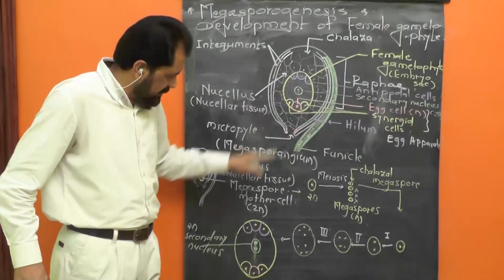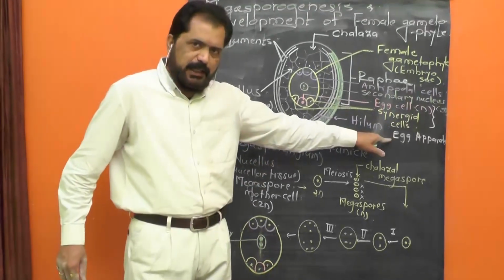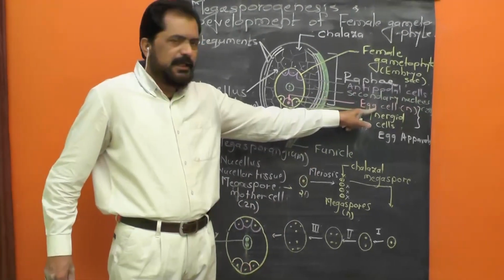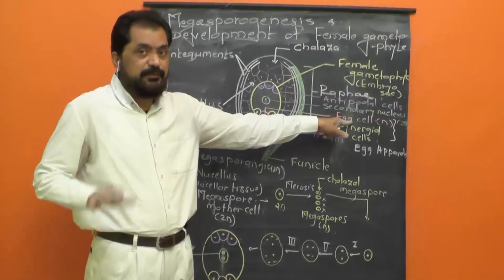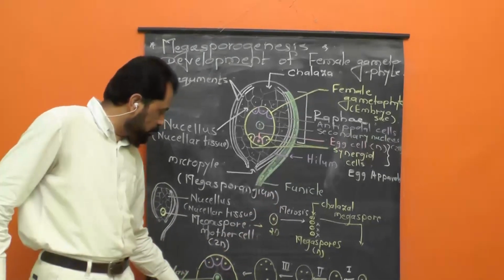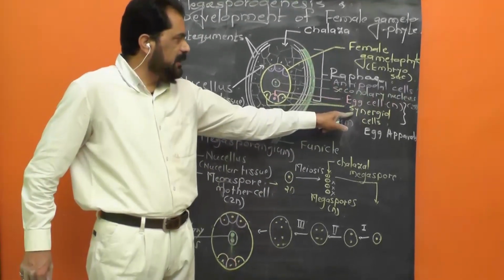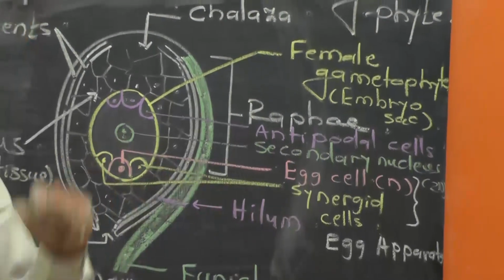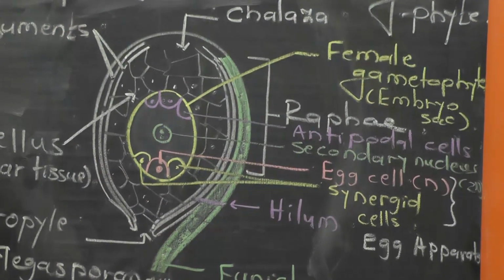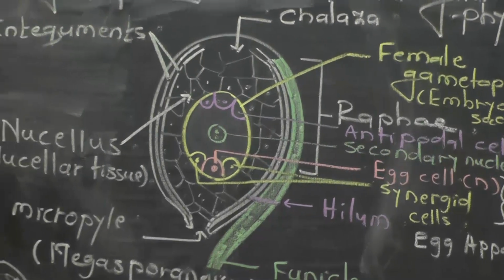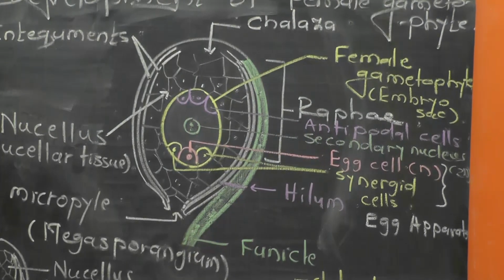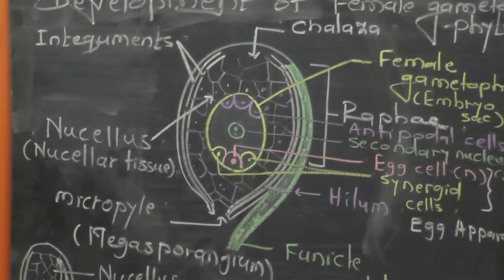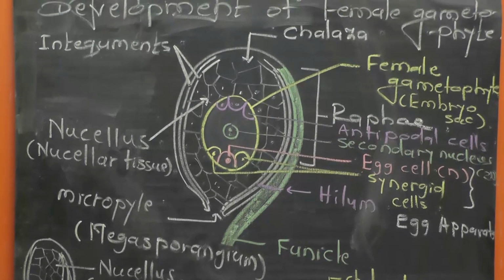Look, these three cells together represent the egg apparatus, in which the middle larger cell is the egg cell, the haploid egg cell, that is the female gamete, and these two laterally placed cells are the synergid cells. So the egg cell and these two synergid cells together represent the egg apparatus present towards the micropylar end. The three cells formed towards the chalazal end are known as the antipodal cells, and this nucleus is the diploid secondary nucleus.